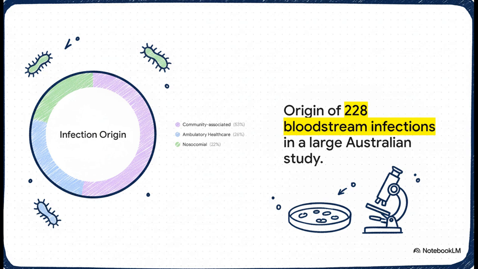Now this is what I find really fascinating. This chart completely flips the old story on its head. For decades, we all thought of this as a hospital-acquired bug, right? A nosocomial problem. But this big Australian study found that over half of all bloodstream infections were actually community-associated. That is a major paradigm shift in how we should be thinking about this organism.